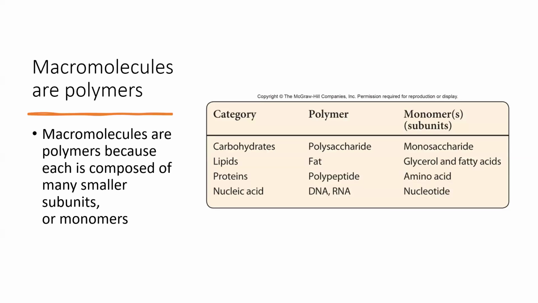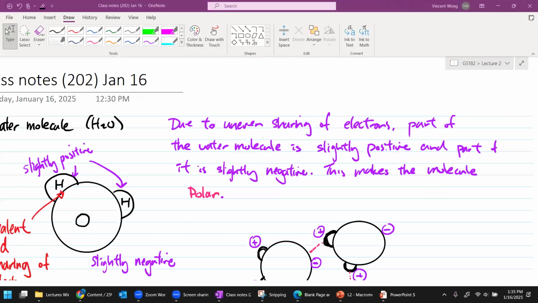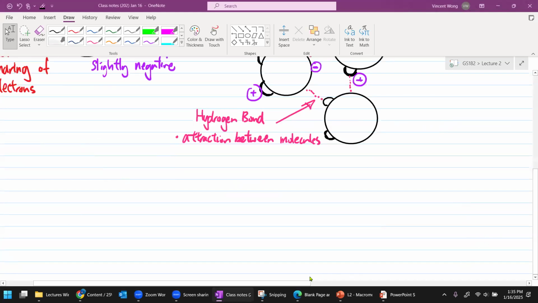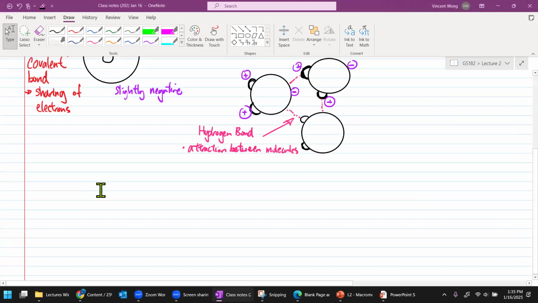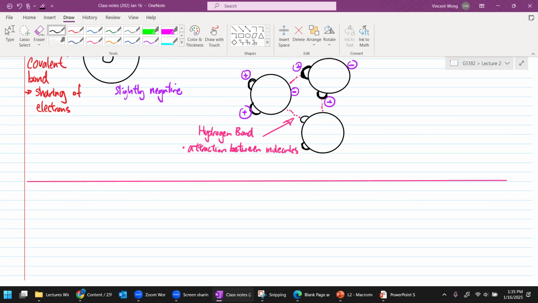Let's take a short note here to help you understand the fundamental principle behind this. All right, so this is monomer and polymer.